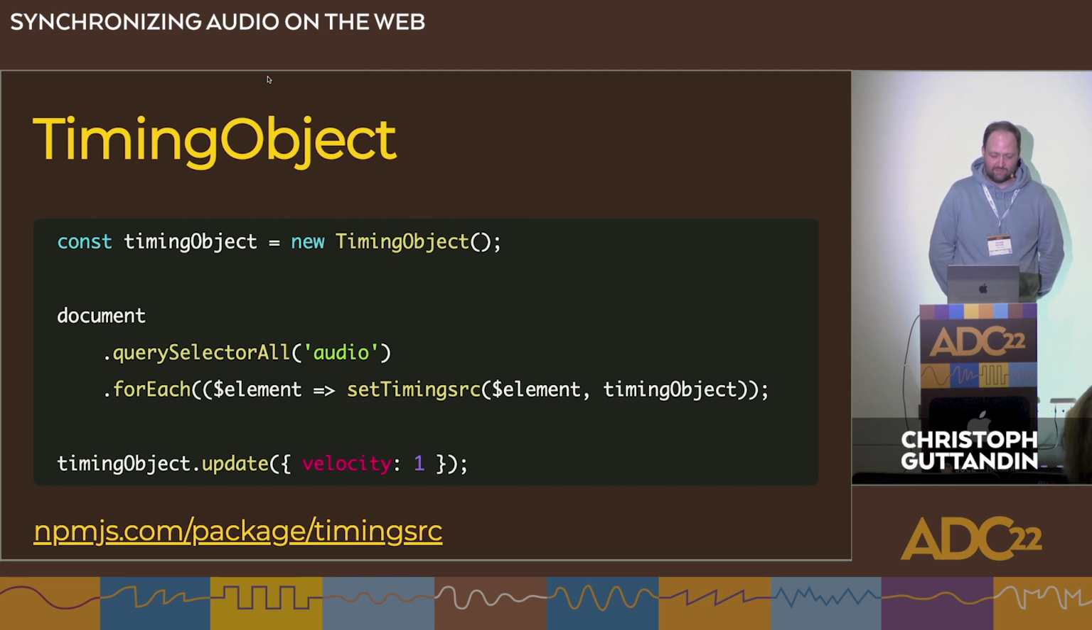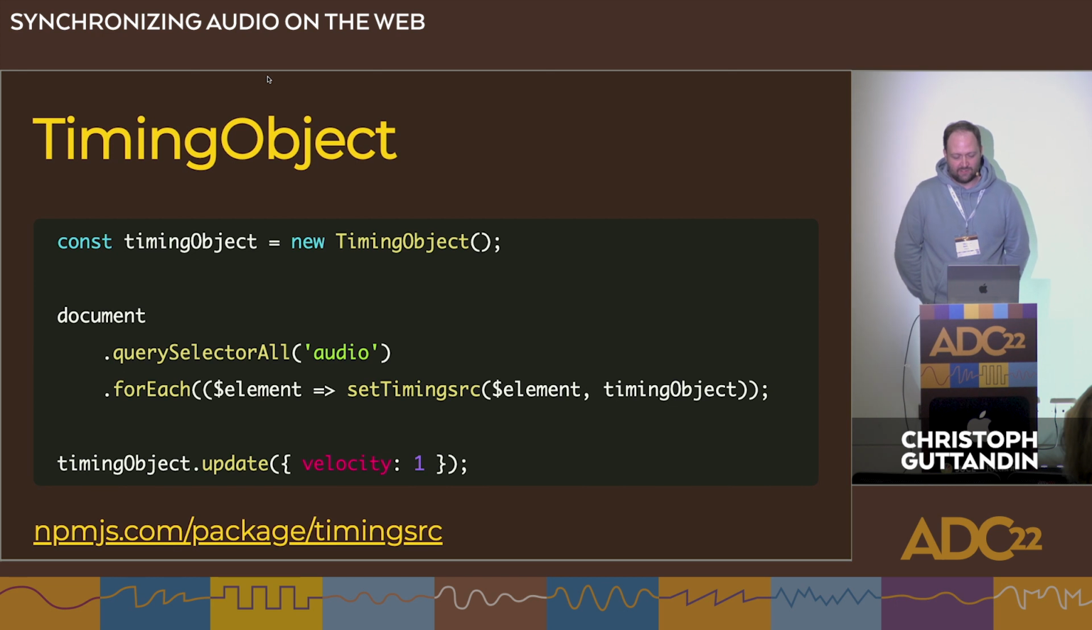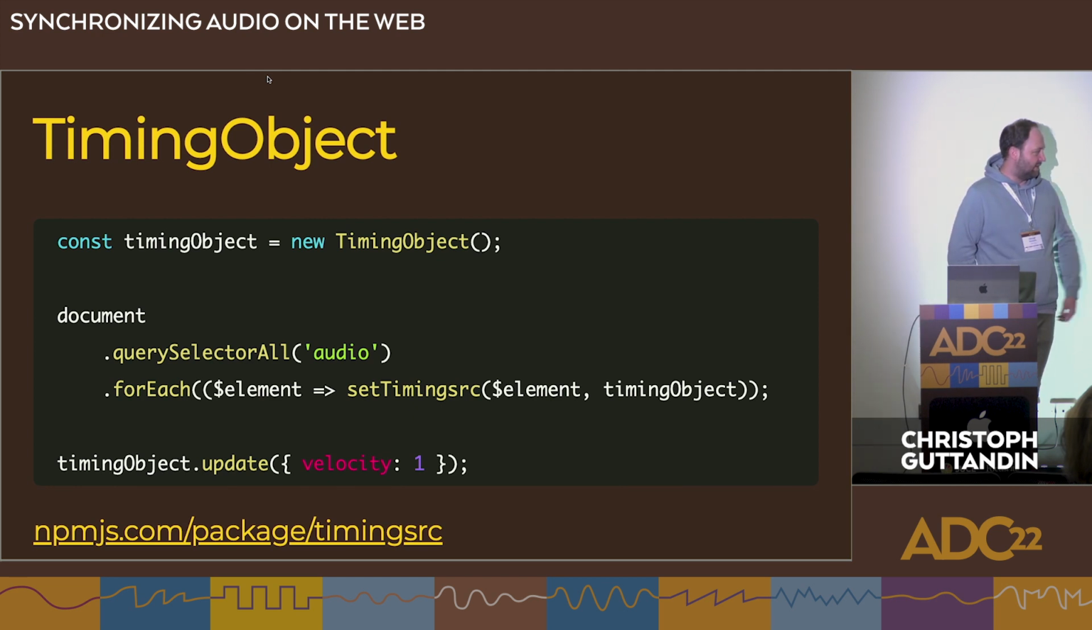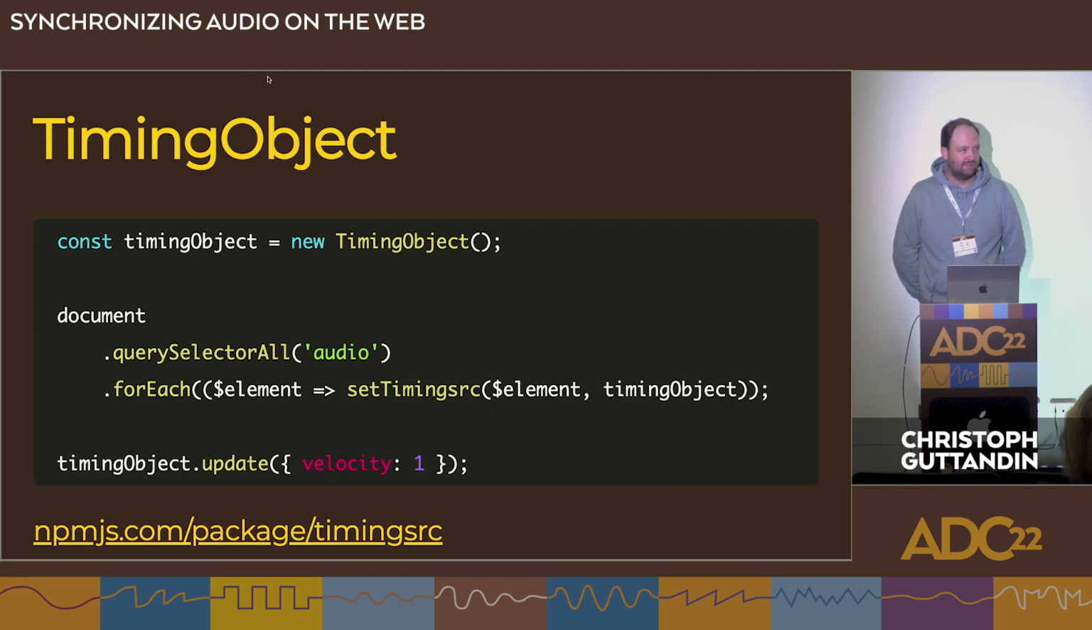You would create a timing object first, and then you would loop through all the elements again, and first only assign the timing object to those elements, and then later on you can use the timing object to control those elements by changing the vector. Like the timing object internally works with a vector, and that's why there's this strange update velocity 1, but it basically just says play. That's all it does.